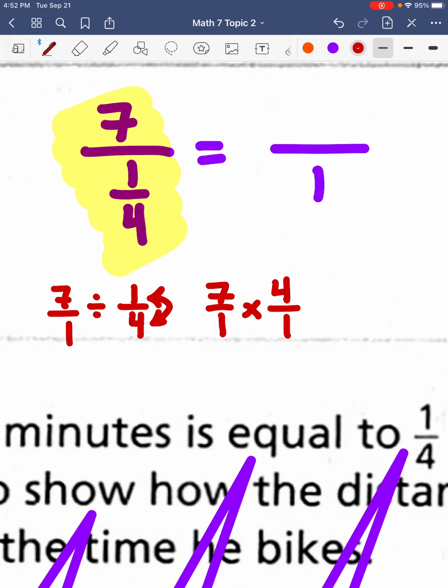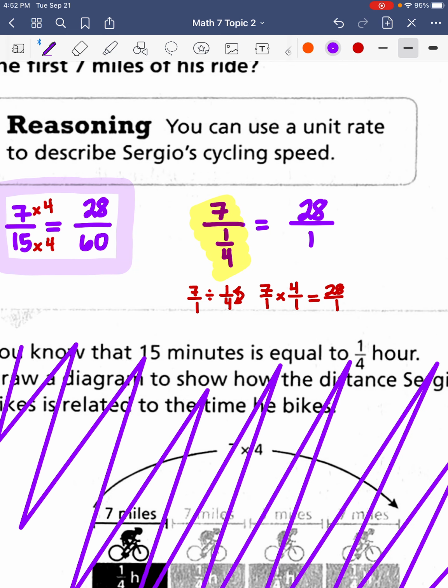So my question to you is, when I multiply this, what do I get? I get 28 over 1, right? So was 28 what we said? He would bike 28 miles in 1 hour. Yeah, that's exactly what we said just a minute ago.